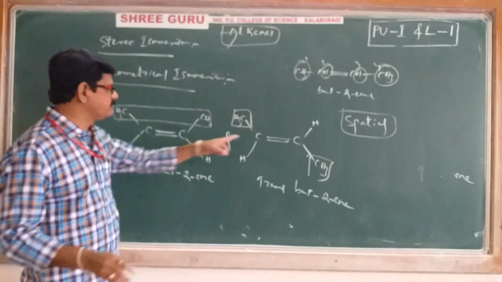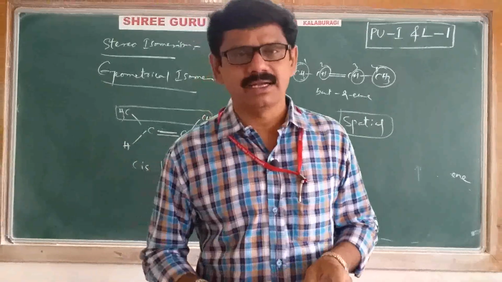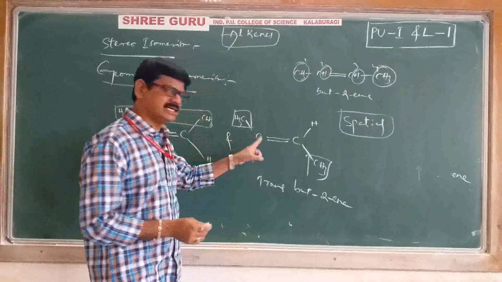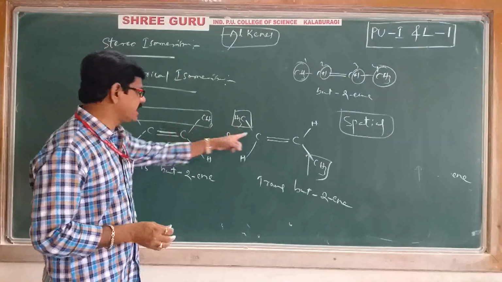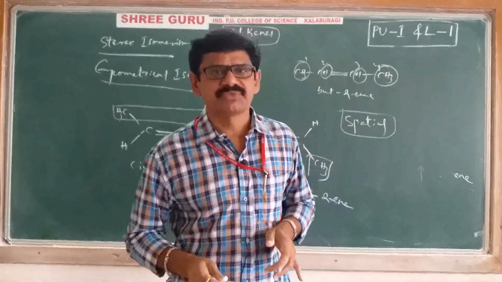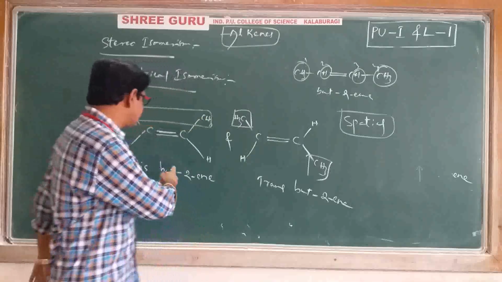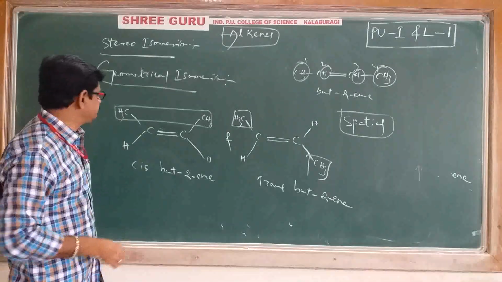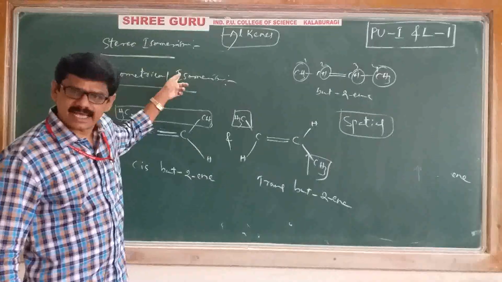They are not interconvertible due to restricted rotation across the carbon-carbon double bond. Once again, let's define geometrical isomerism. Compounds having the same molecular formula and structural formula, but differing in the spatial arrangement of atoms or groups due to restricted rotation across the carbon-carbon double bond. That's it. One form is called the cis form, and one form is called the trans form. That's why geometrical isomerism is also called cis-trans isomerism.